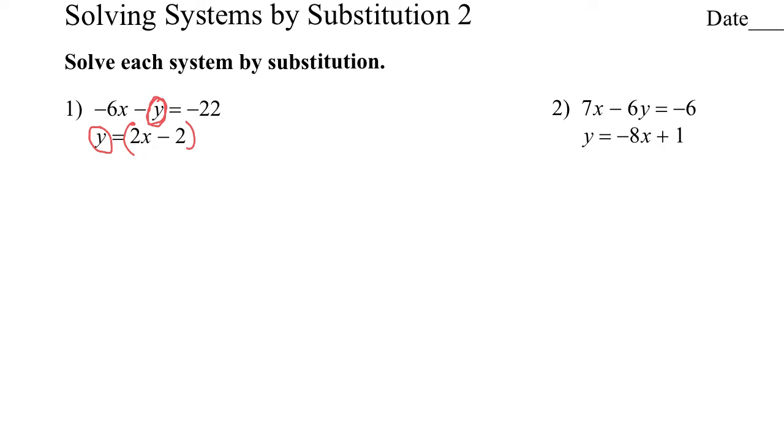So the only thing that gets replaced is the y. Notice there's a negative in front of the y, so that will not get replaced. It will still be a negative. So here's what it would look like. That negative 6x would still be in front. Then the negative and then the y equals negative 22.